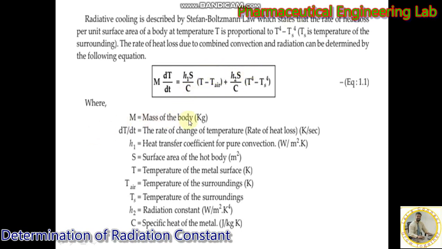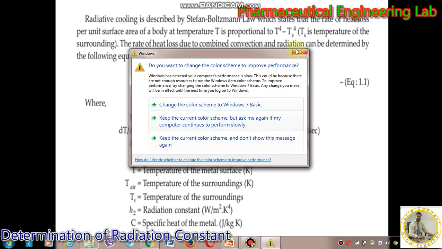What is m? Mass of the body, whatever object we are going to take in this experiment. Then what is dT by dt? It is the rate of change of temperature with respect to time, how much time it takes to reach the room temperature. Next, h1 is the heat transfer coefficient for pure convection that we are going to calculate, and A is the surface area of the body, whatever object we are going to calculate its area, then temperature, then h2 is the radiation constant, and c is your specific heat, which is different for different materials.